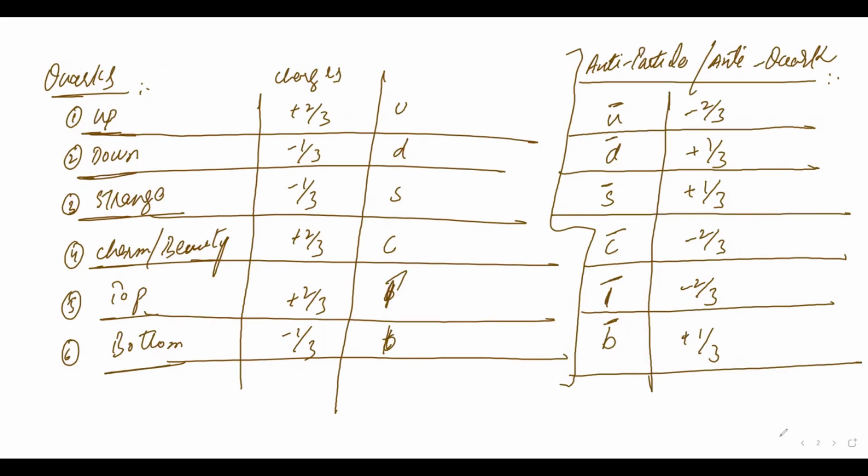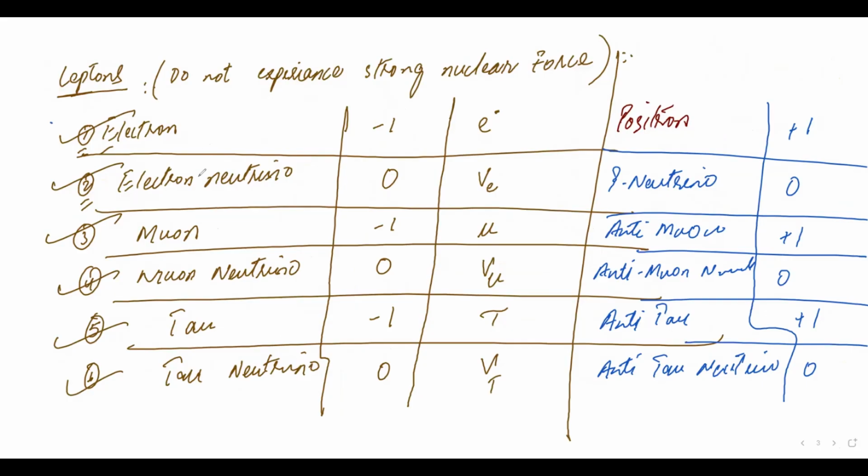Talking about the leptons, we had electrons, electron neutrinos, muons, muon neutrinos, tau, and tau neutrinos. We need to know their lepton numbers as well, so I'm making another table for that. The lepton number of all the leptons would always be 1, and the lepton number of all the antiparticles would be -1.